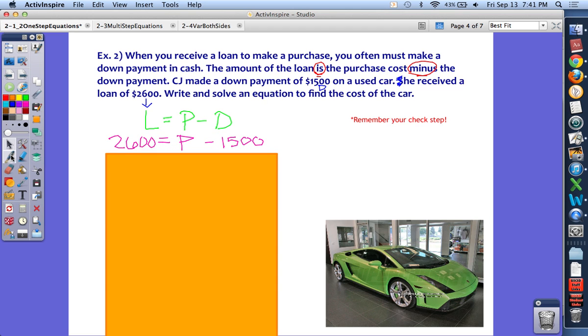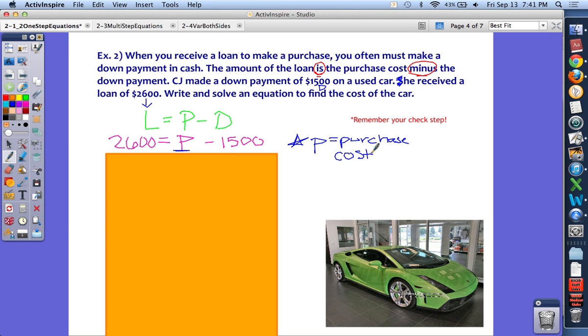When you have an equation, guys, you need to define what your variable is. So right here, tell me what P stands for, or X, or C, or whatever you used. I'm going to say P is the purchase cost. Make sure you have that written down. You have to define your variable with an equation when you write one.